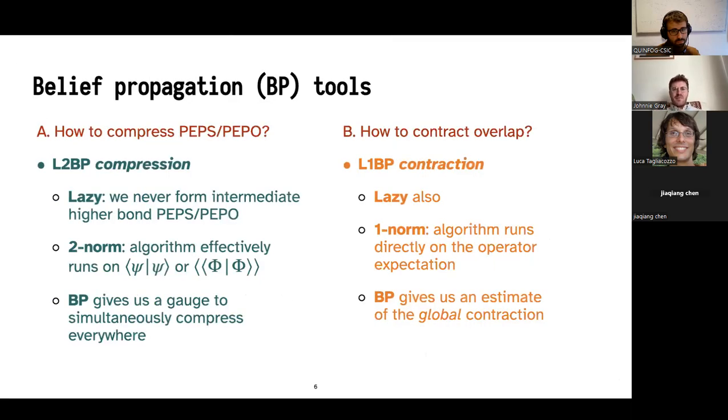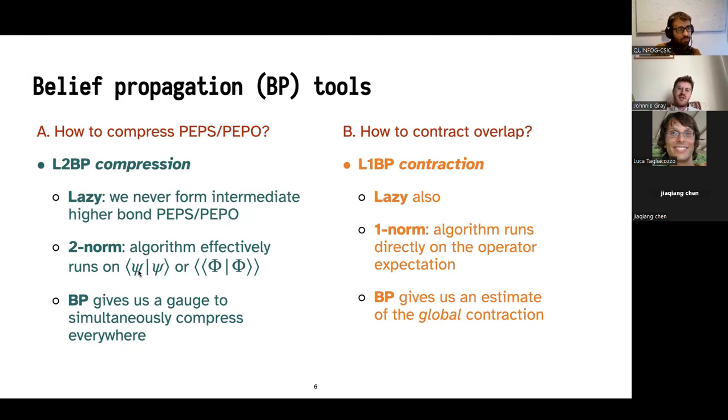So our answer for both of those questions is to use some belief propagation tools. So as we evolve this PEPS and PEPO, how do we compress it? We use this thing we've dubbed lazy two-norm compression. So the lazy bit stands for the fact that we never have to form an intermediate higher bond PEPS or PEPO, which is very computationally advantageous. The two-norm bit refers to the fact that the algorithm effectively runs on the two-norm of the object.